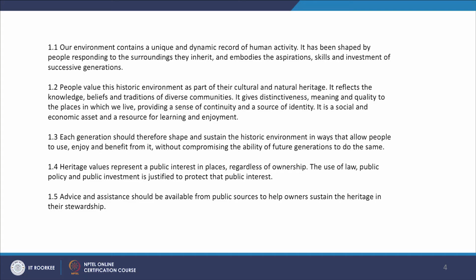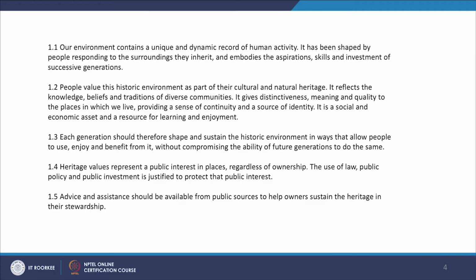For instance, take any city: you have a colonial establishment, and before that the Mughals. So in time, certain activities go on in a place and different meanings are produced. It has been shaped by people responding to the surroundings they inherit, and embodies the aspirations, skills and investment of successive generations. For instance, in India, marble was once not easily available, but after the Mughal period, the importing of marble and the craftsmen related to marble as a material skill were transferred from one generation to another.